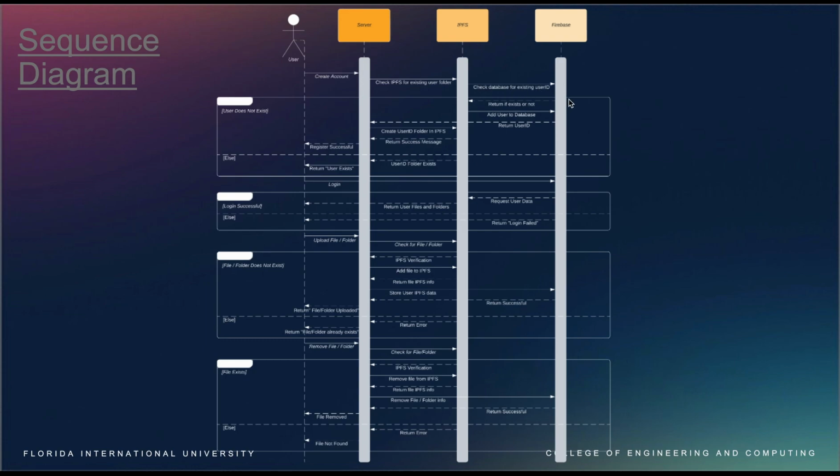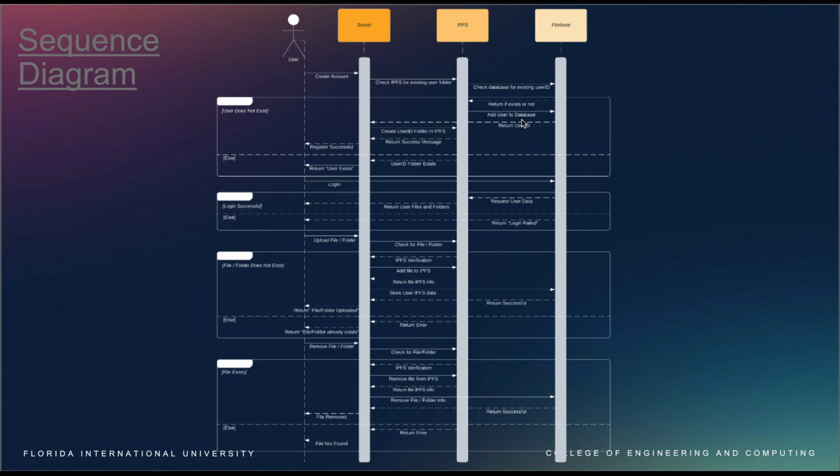Once we check IPFS, if it's not there, then we check the database for the user ID. If that's not there, then we enter this conditional, which essentially tells us if the user does not exist, this is what we do, and if the user does exist, then this is what we return. In the case that it does not exist, we add the user to the database. Once the user is added, we'll have a user ID.